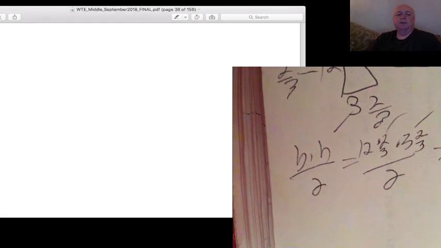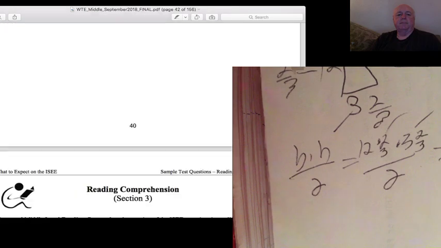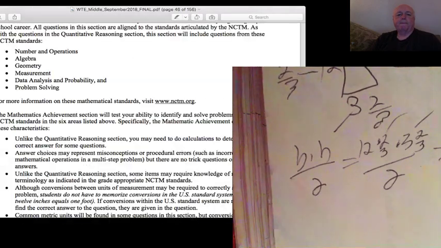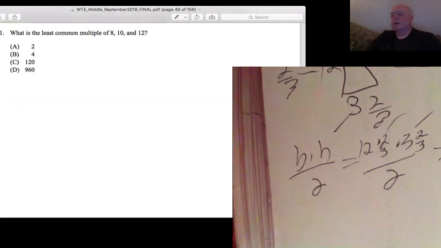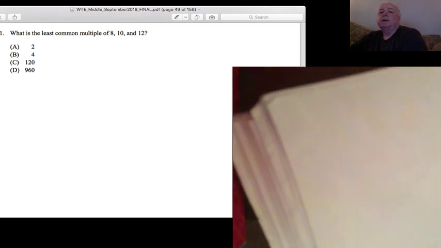Let me skip to where I think we ended up. I think we are at the least common multiple problem, sorry. A lot of kids get this confused with greatest common factor, greatest common denominator, all this other stuff.